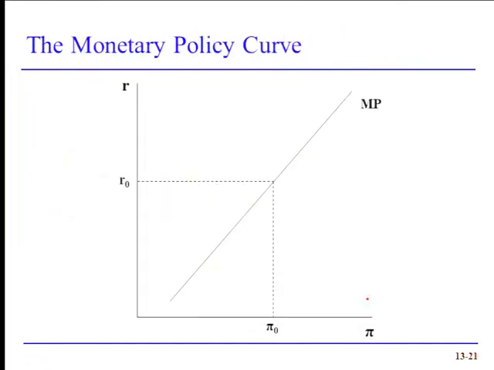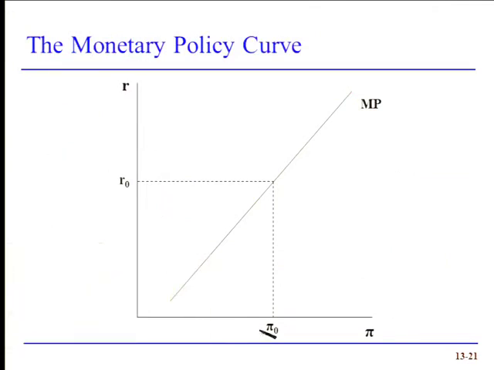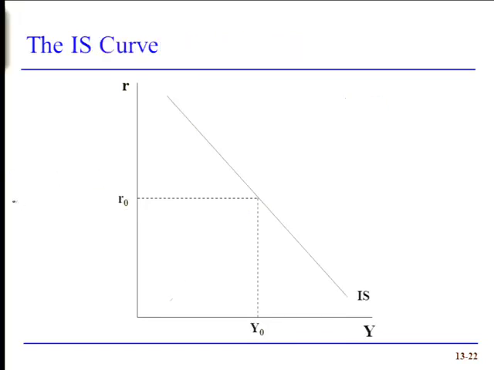So we can see how this all works by the following illustration. Let's suppose that the inflation rate is pi naught, whatever that might be. On the MP curve, we'll be at point A, which means that we have a real interest rate of R naught. Central bank's happy. So if the central bank has set the real interest rate at R naught, let's take it and move that real interest rate over to our IS curve.